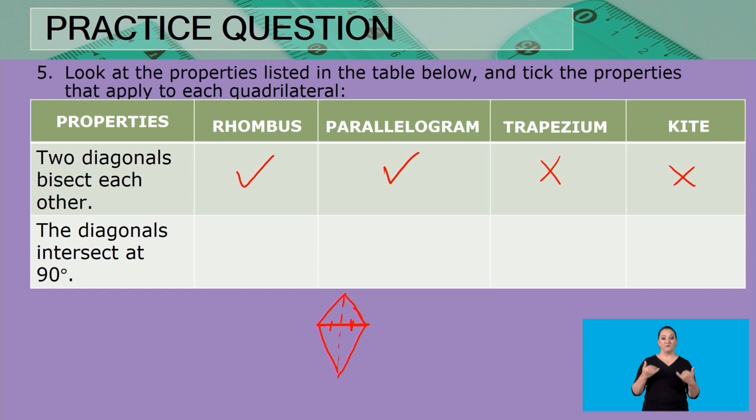What about diagonals that intersect at 90 degrees? Which of these quadrilaterals have diagonals that intersect at 90 degrees? In other words, diagonals that are perpendicular to each other. Of course, we know that the diagonals of a rhombus intersect at 90 degrees. The ones of a parallelogram do not intersect at 90 degrees, and neither do those of a trapezium. But the diagonals of a kite definitely intersect at 90 degrees.